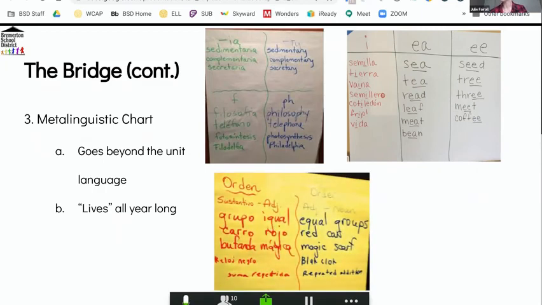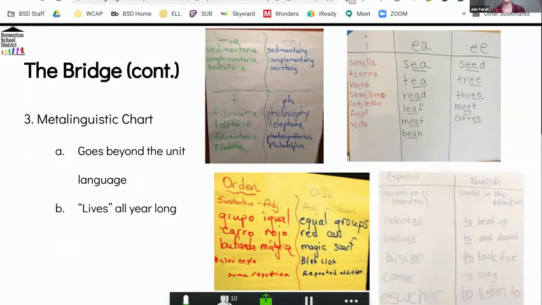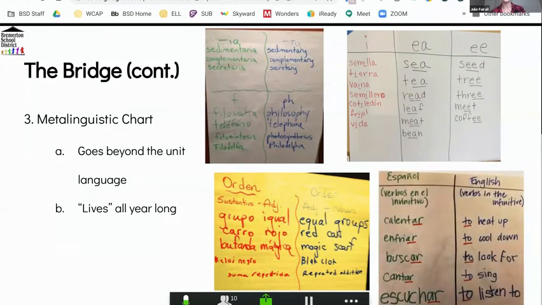Another metalinguistic chart, this one looking at the order. So this would be in syntax, putting the noun before the adjective in Spanish, or in English, putting the adjective before the noun. And then again in syntax and word order, but it also goes into morphology of the different forms of the verb. In English, you need to have the "to," and then in Spanish, it just ends in -AR.